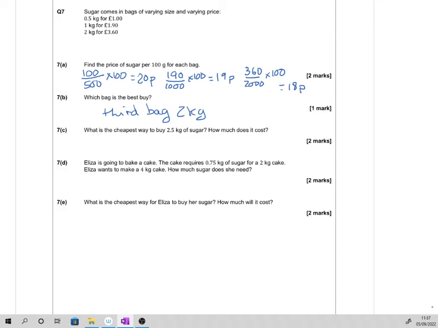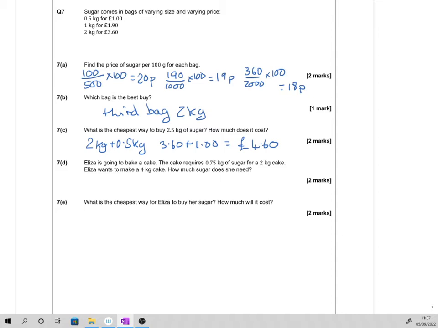Cheapest way is a 2 kilo plus a 0.5 kilo, which is 360 plus £1, which equals £4.60.